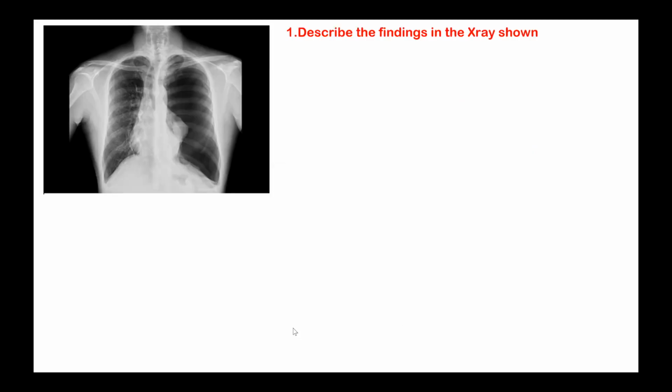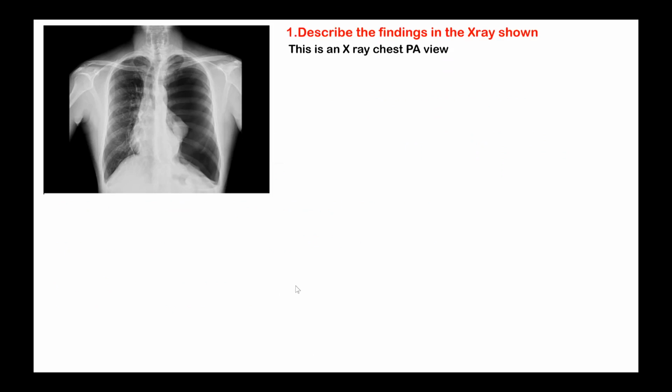Describe the findings in this X-ray. Left side tension pneumothorax with the collapse of the left lung, sir. And the trachea is deviated to the right side. Very good. First of all, it is an X-ray of the chest PA view. Always in the exam, you are supposed to say whether it is an AP view or a PA view.